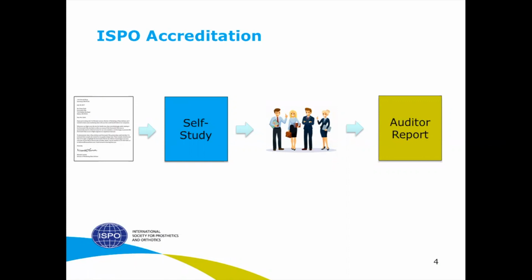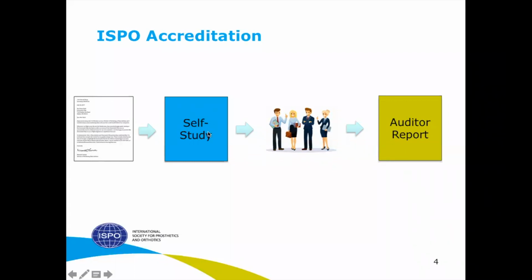Briefly, the accreditation process is initiated by the program or pathway with a letter of intent, and that letter of intent is then sent to the ISPO head office. In turn, the ISPO head office will provide a link to an online self-study, and that program will work on the self-study. Once it's completed, the self-study is submitted back to the head office, where it is distributed to members of the audit team so they can review it prior to the actual site visit.